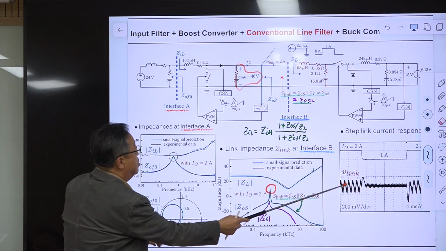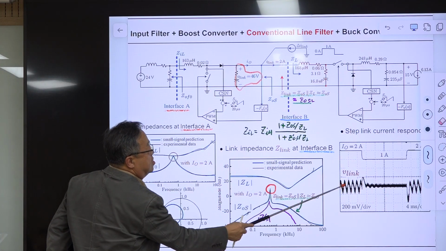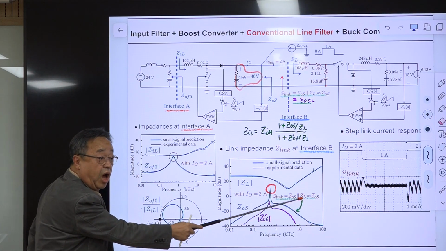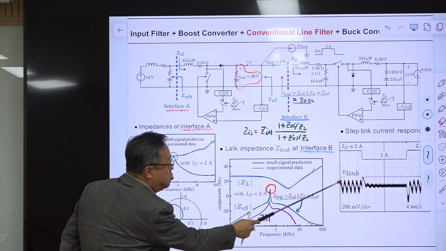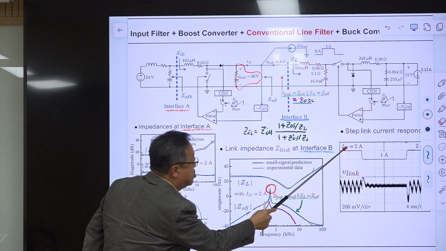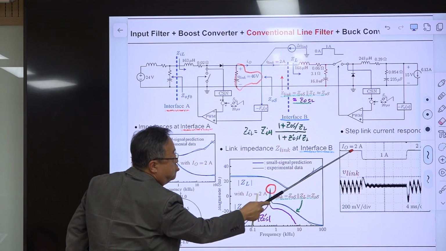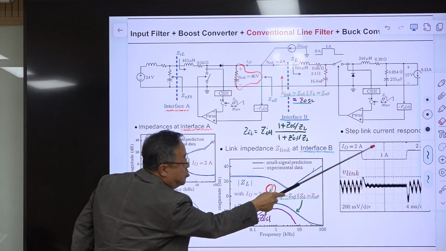So this is the link voltage waveforms. This is the hardware measurement. It shows oscillation, and the link current IO was 2 amp, and it reduced to 1 amp.